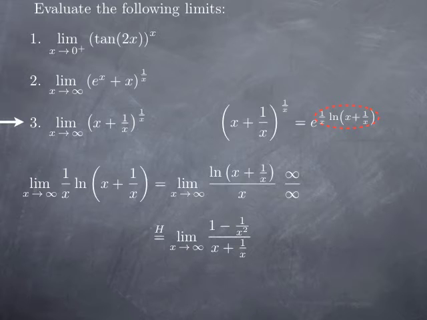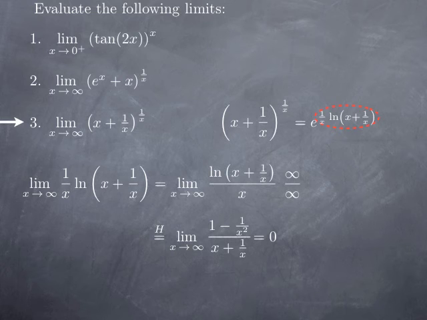The derivative of the top is the derivative of the function inside divided by the function inside. So we get (1 - 1/x^2) divided by (x + 1/x). If we look at the limit of this expression when x goes to infinity, then 1/x^2 goes to 0, so the top goes to 1. And for the bottom, 1/x goes to 0 and x goes to infinity, so the bottom goes to infinity. So we have the top going to 1, the bottom going to infinity, and therefore the quotient goes to 0.